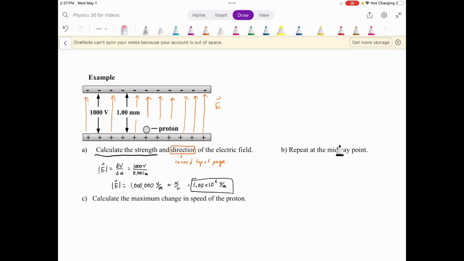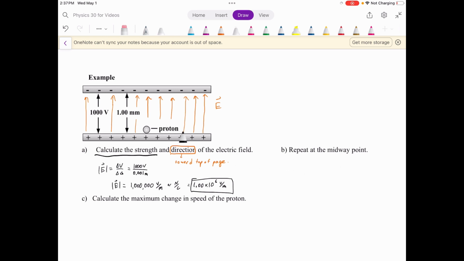All right, now this next one's kind of interesting. It says, repeat at the midway point. Well, theoretically, we know that this is a uniform electric field, right? So we should get the same answer. But how do we mathematically come up with that? How can we show that, yes, we do get the same answer?